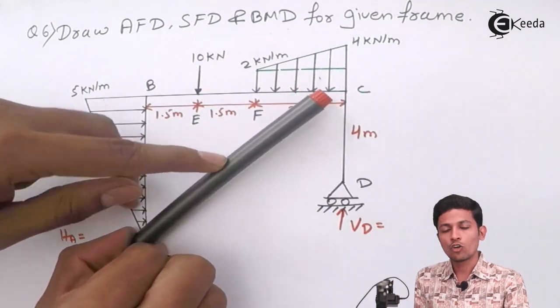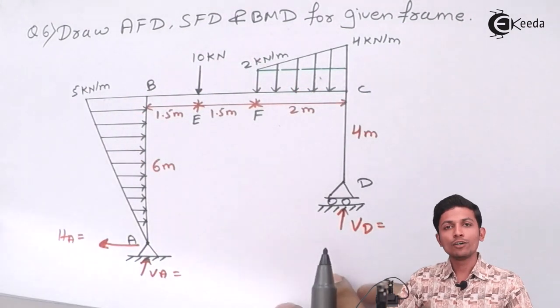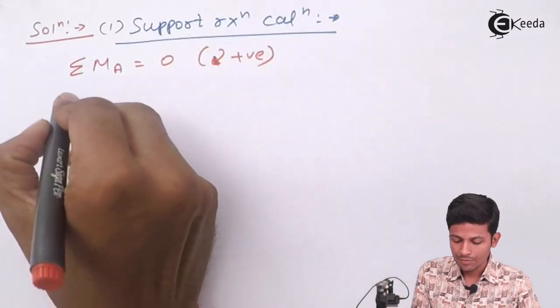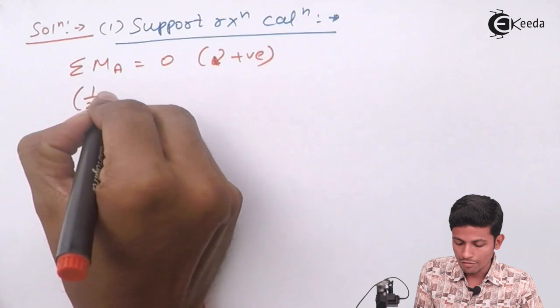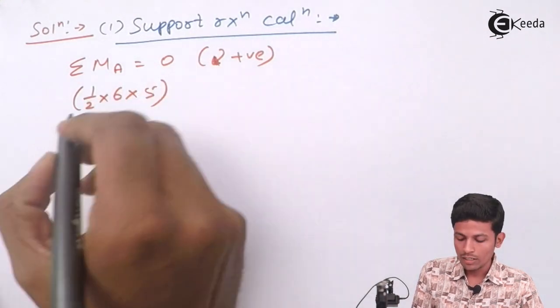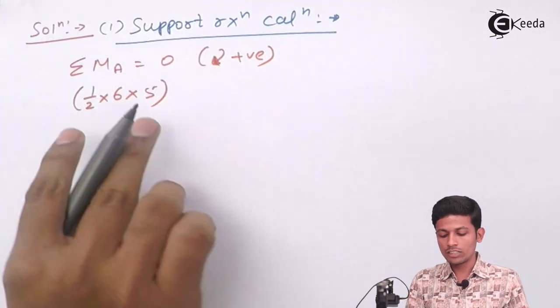This is going clockwise, so positive. Half into base into height. Half into 6 into 5. Half into 6 base into height is 5. Okay, now this is force, it's just a force.